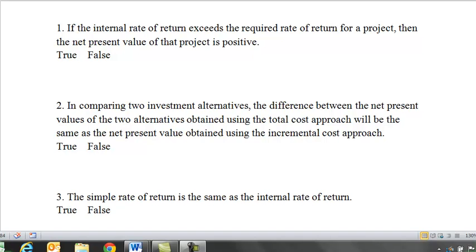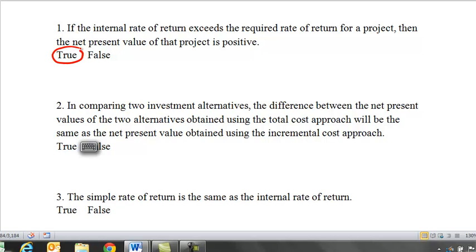This video will go over typical conceptual definitional questions for capital budgeting. Question 1. If the internal rate of return exceeds the required rate of return for a project, then the net present value of that project is positive. And that is the pure definition.